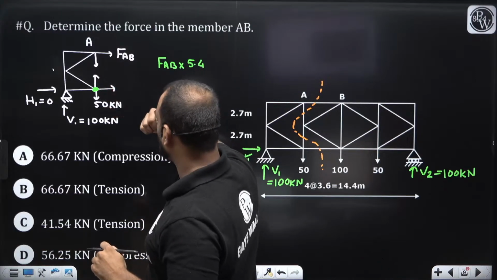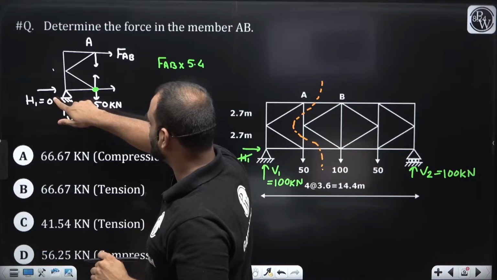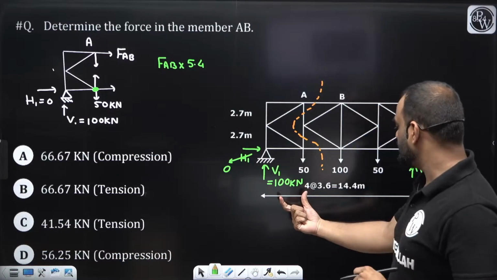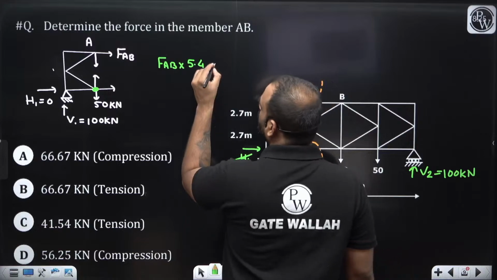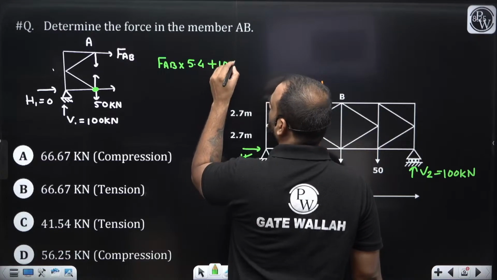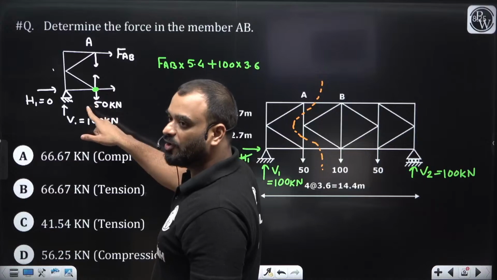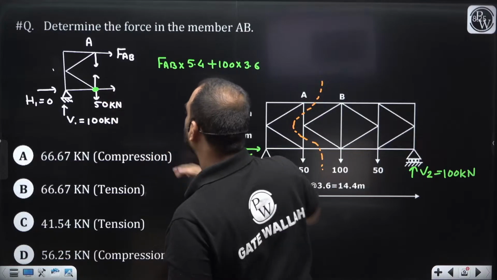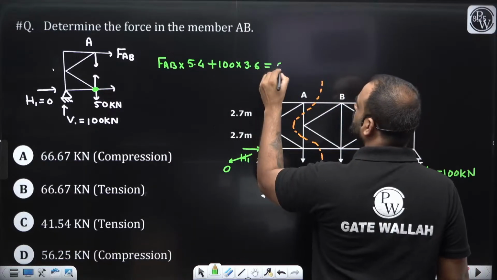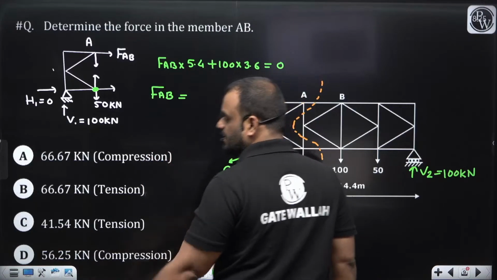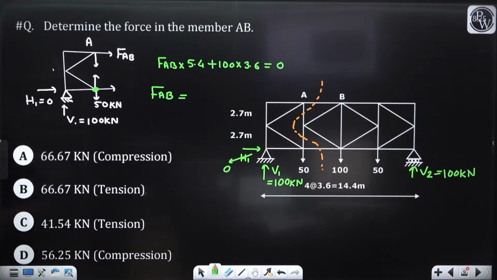These members will not produce any moment. What about H1? No moment. V1, 100 into how much? It is 3.6, so plus 100 into 3.6. What about 50? 50 will also not produce any kind of moment about this particular point. So it is equal to 0. So can I find out the value of AB easily? Yes, sir. So 100 into 3.6 divided by 5.4.